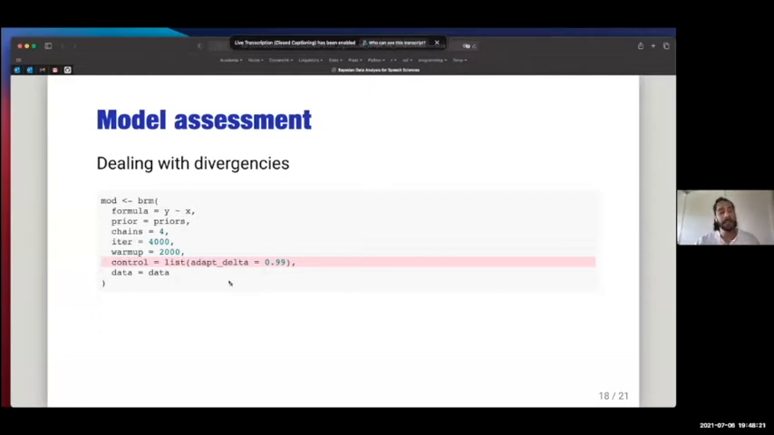So 9 times out of 10, if you have divergent transitions, you can change the stride of your step, and that will make the sampling process more efficient. A lot of times you also have to critically think about the likelihood of the generative model that you're fitting, and also the priors that you have established. Usually the problem lies within one of those 3 things, okay?